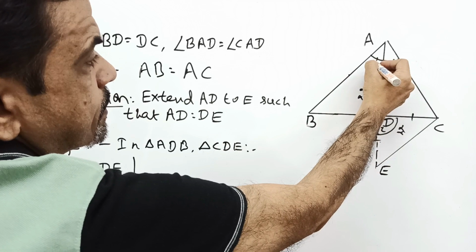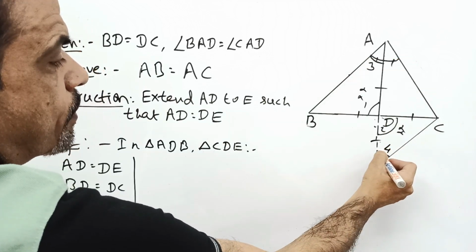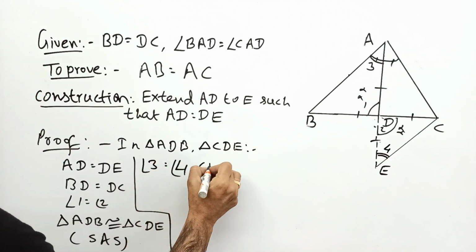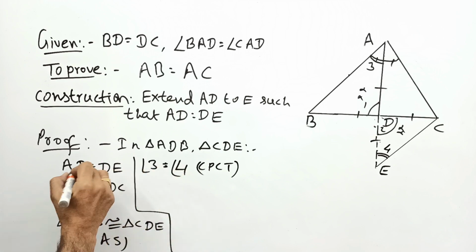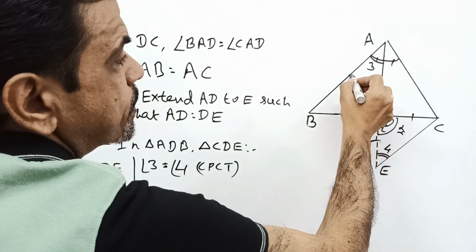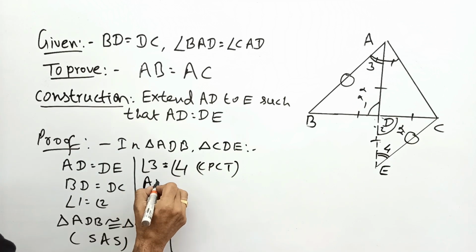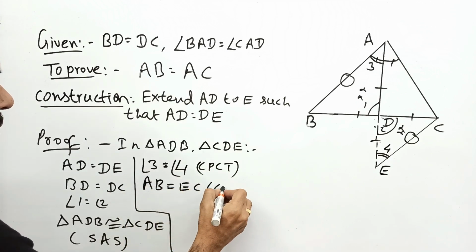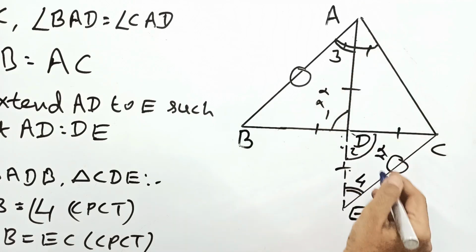And angle 3 and angle 4 are equal by CPCT, corresponding parts of congruent triangles. And also AB equals EC by CPCT. Now focus on the diagram.